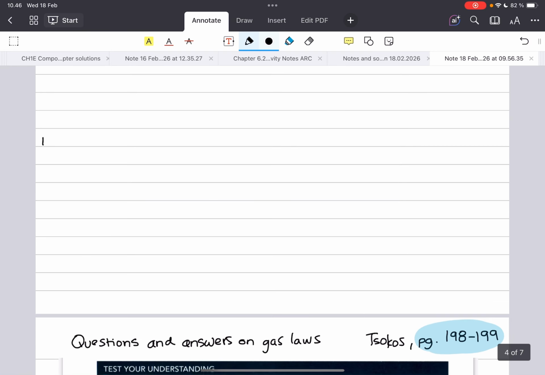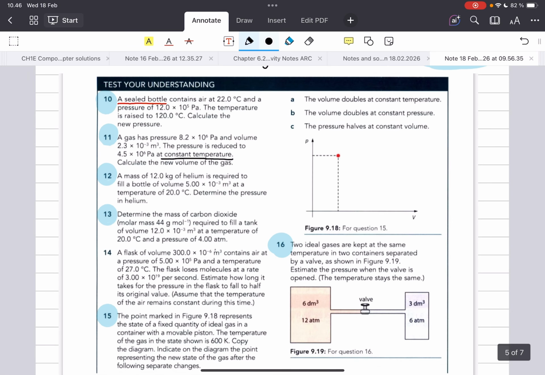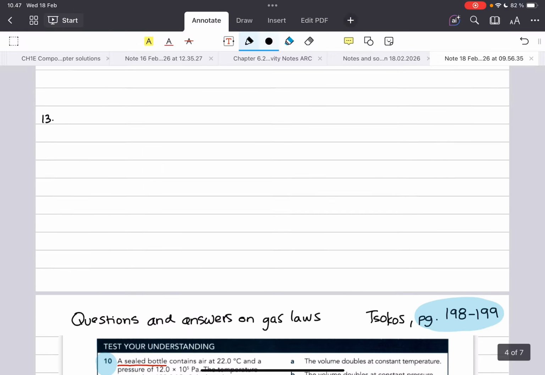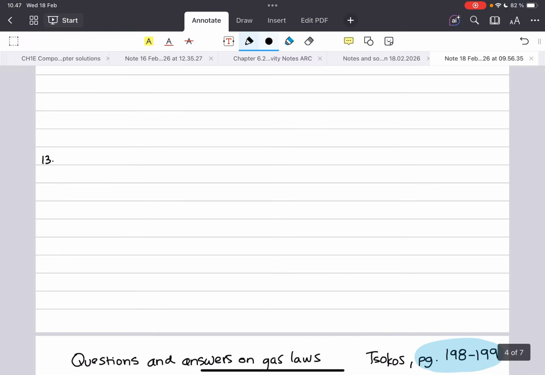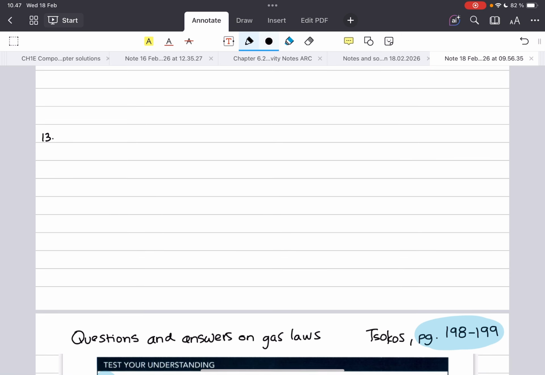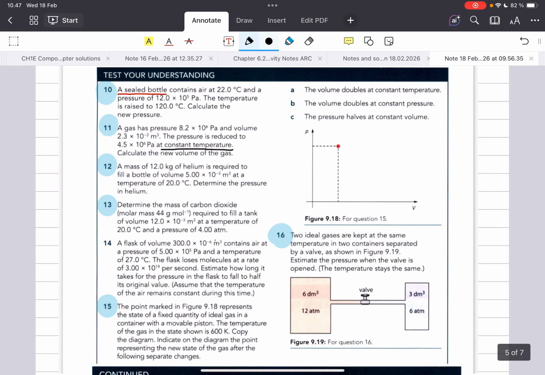So maybe I'll just write it here. Question 13 says, determine the mass of carbon dioxide, molar mass 44 grams per mole, required to fill a tank of volume blah at a temperature blah and pressure blah. So now we have to find the mass of carbon dioxide. So what if we first find the number of moles of carbon dioxide? And then we can times that by the molar mass. Let's do that.